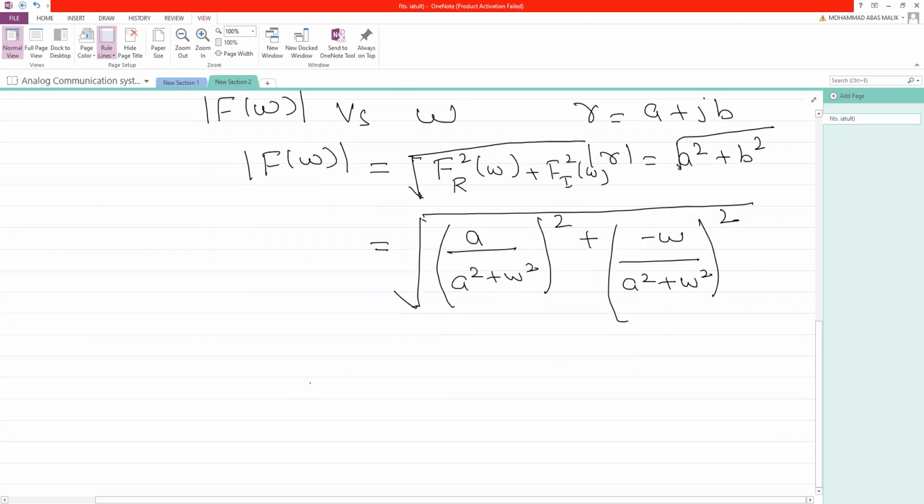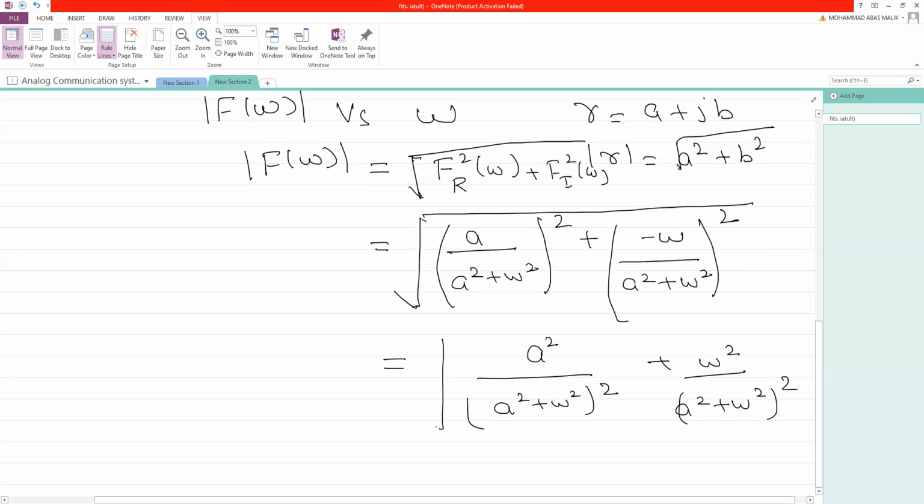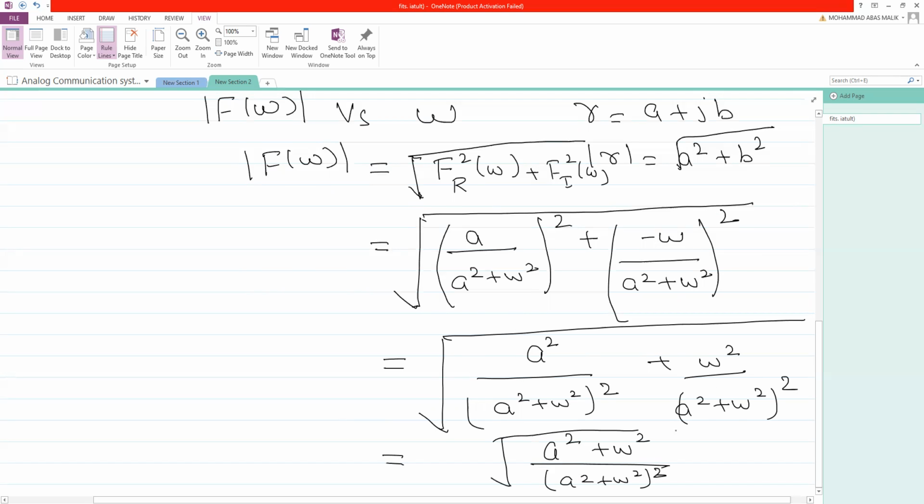Now, tell me this will be equal to a square divided by a square plus omega square, the whole square, and this will be omega square divided by a square plus omega square, the whole square, root of this. Now this is equal to then a square plus omega square divided by a square plus omega square, the whole square, root of this. Right? Anybody having any confusion till now? Please tell me.